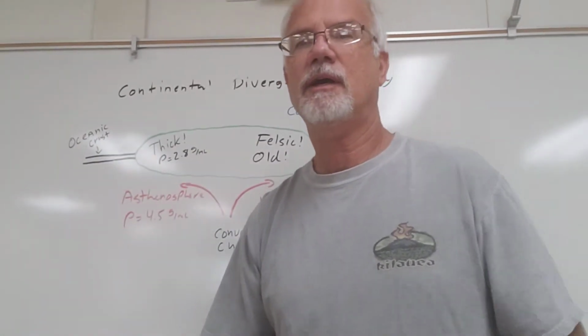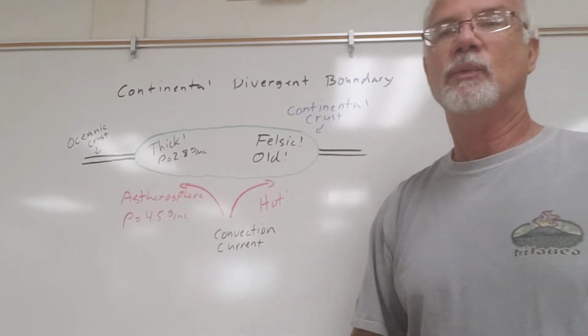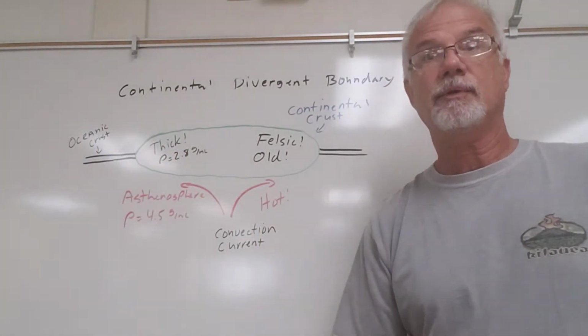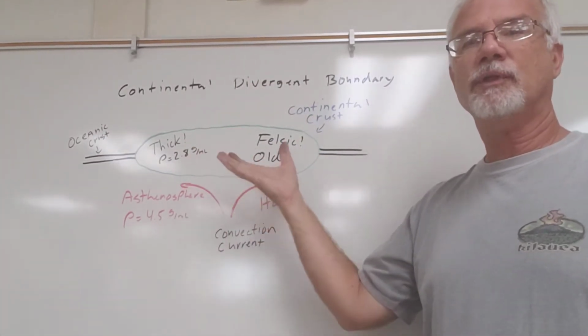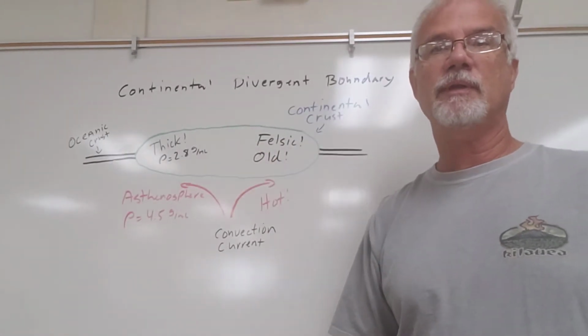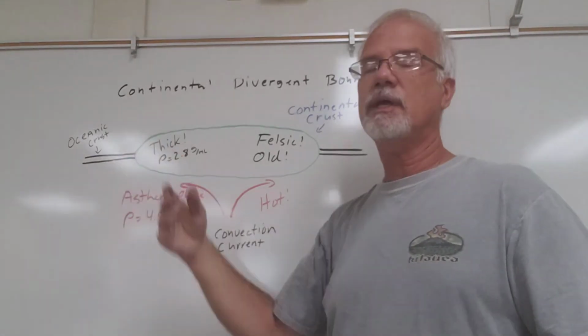All right, so this little lecture is going to be on continental divergent boundaries. So what happens if that spreading zone, they call it a spreading zone here because it's spreading apart, is underneath a continent? With a continent, they are thicker. They're much older rock. This stuff can be 3-4 billion years sometimes, versus oceanic rock.